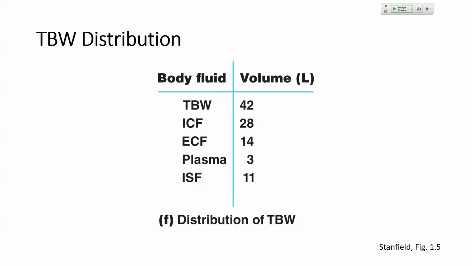The remaining 14 liters, we said, is further divided into our plasma, which is a smaller portion of that ECF, and our interstitial fluid, which is the larger portion of our ECF. Okay, so I'll say that again. Most of our total body water is tucked away inside of our cells. That's 28 liters, more than half of our total body water. And then the remaining ECF, which is everything outside of our cells, is further divided into interstitial fluid, which is the majority, a large chunk of that ECF, and then plasma, the smaller portion of the ECF.